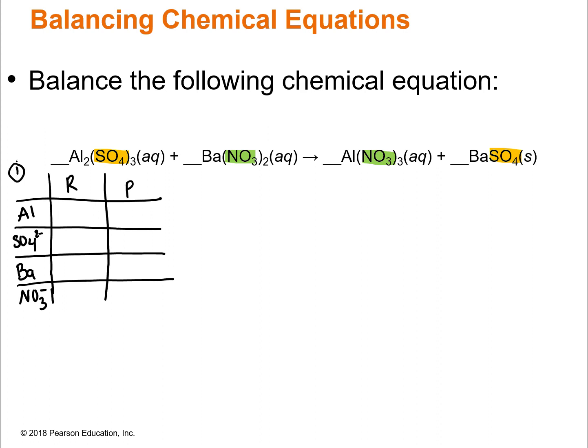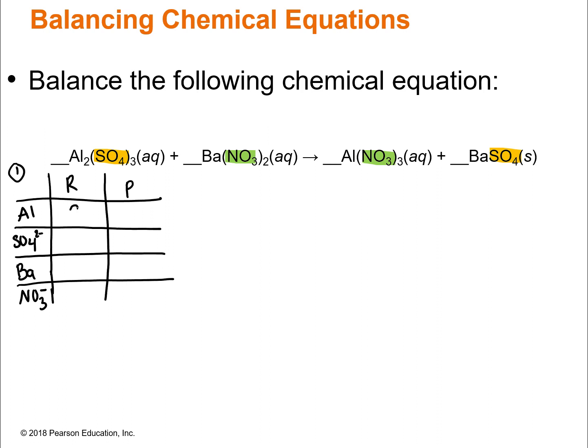For this first one, we're just taking a lay of the land. How many of each are we starting with? And do we have to balance at all? Because you might get that curveball of, hey, there's already the right number of each thing on each side, and I'm done.